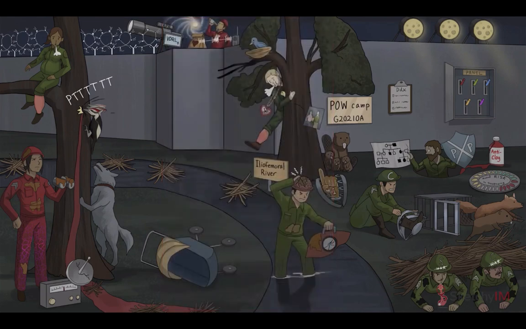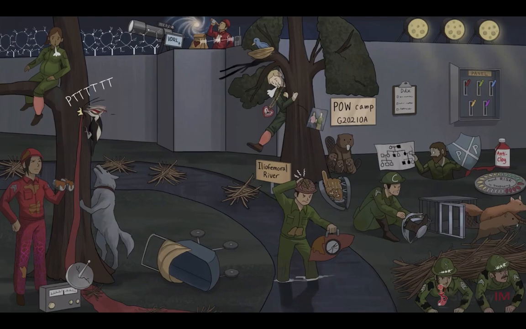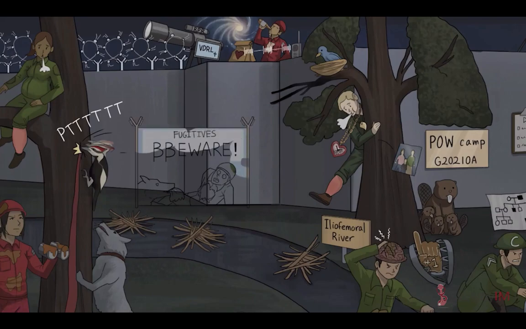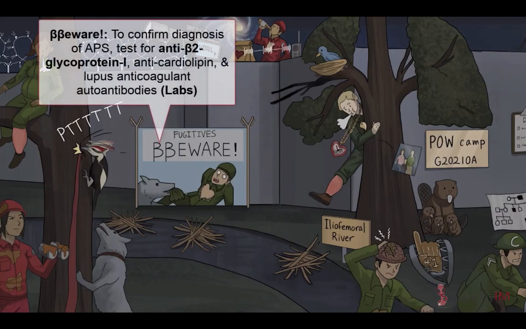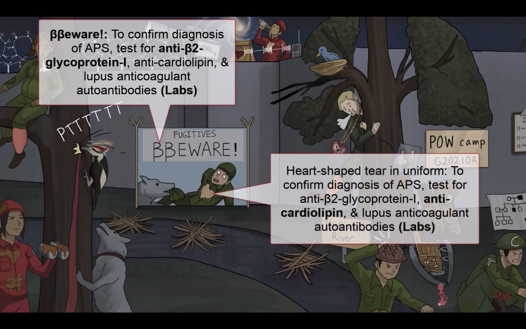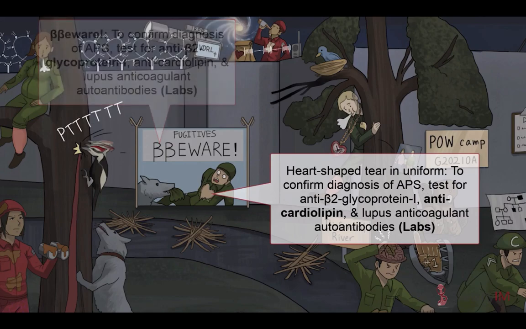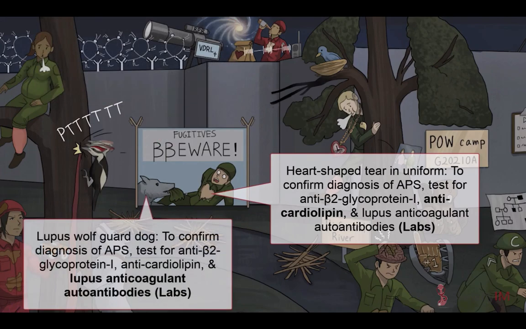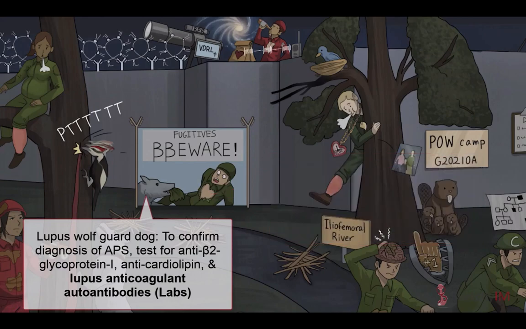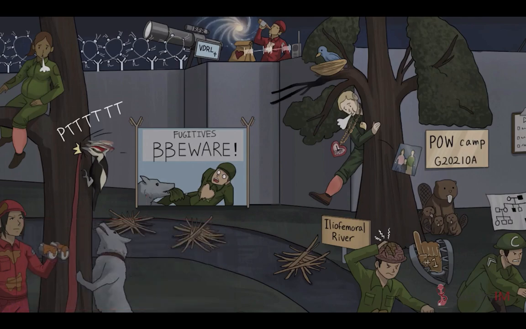Speaking of which, let's go over the specific antibodies you'll need to test for to make the diagnosis of antiphospholipid syndrome. The three autoantibodies to test for include anti-beta 2 glycoprotein 1, represented by the two betas in this sign, anticardiolipin antibodies, by the heart-shaped tear in the soldier's uniform, and lupus anticoagulant, represented by our recurring sketchy lupus wolf. The presence of any of these three antibodies on two or more occasions at least 12 weeks apart meets the lab criteria portion of the diagnosis of APS.